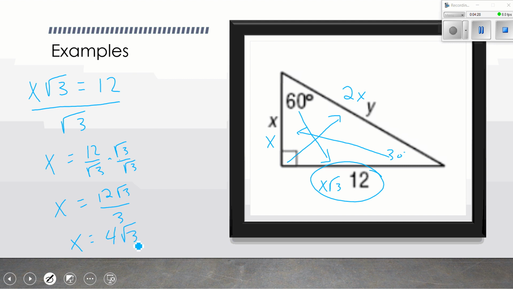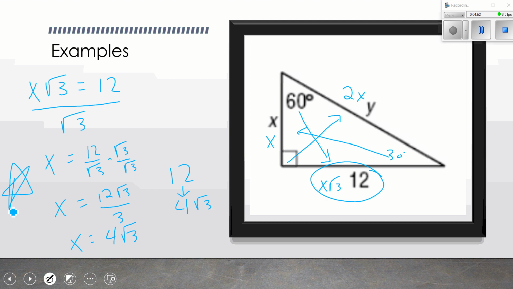If you want to look at the shortcut of what I just did, you can take 12, divide it by 3, and then throw a root 3 at the end, if we are given x root 3 as a number. So if x root 3 is a number, you can use that shortcut of take the number, divide by 3, put root 3 at the end. But here is the worked out process for why that works.